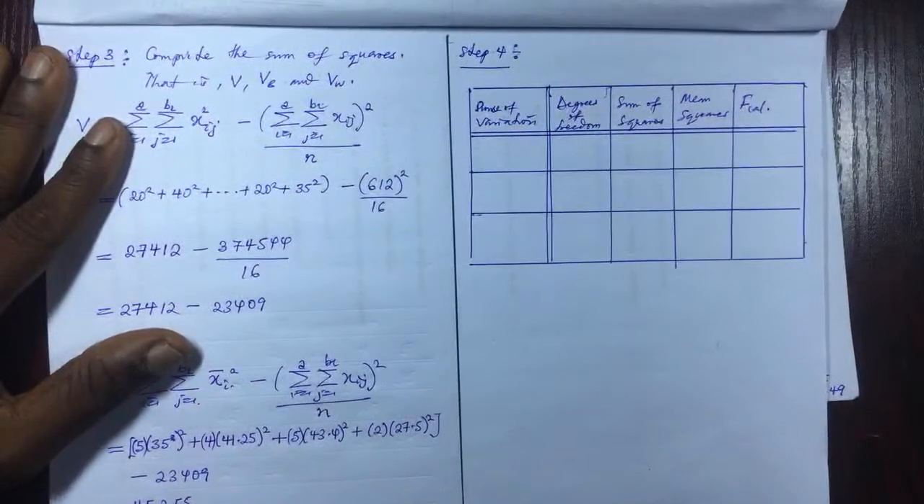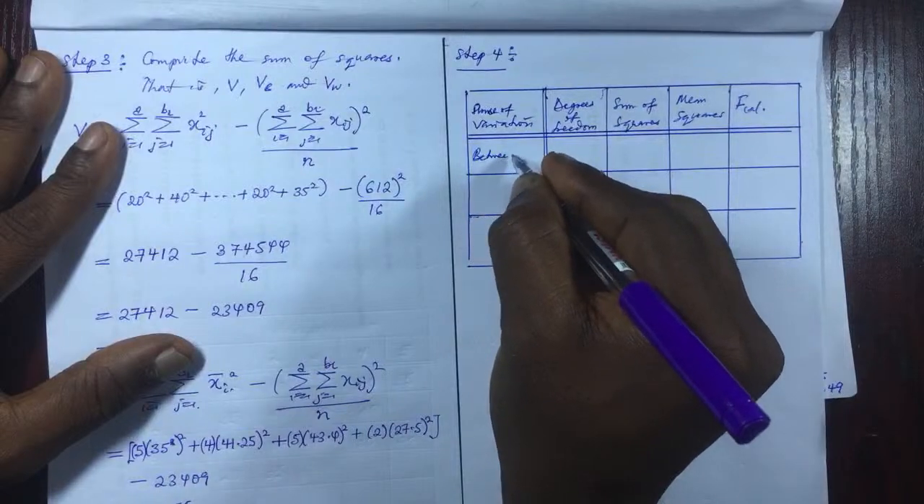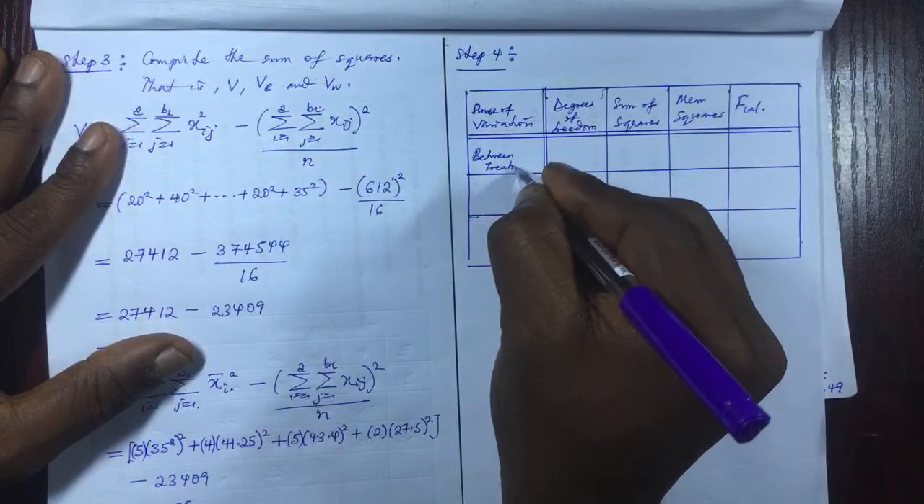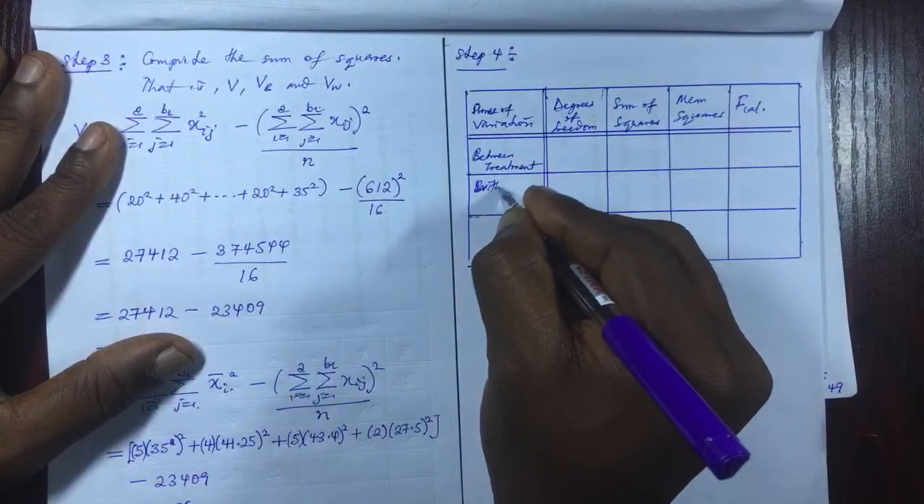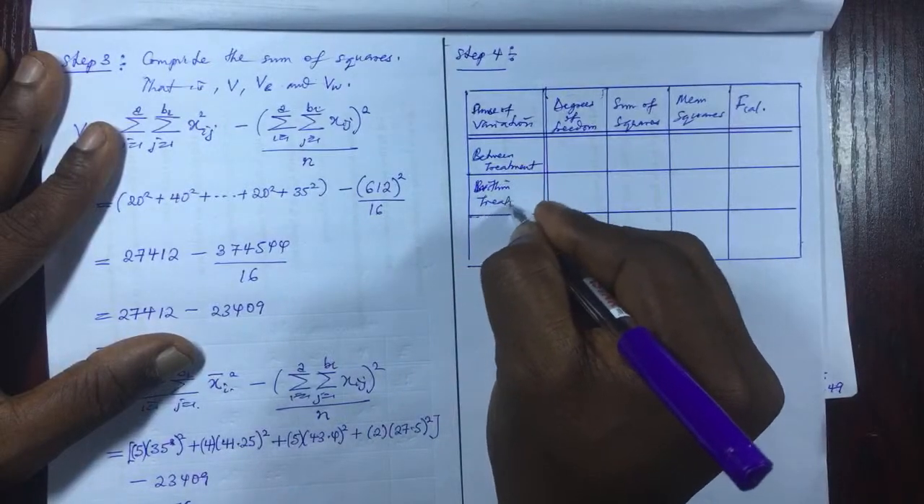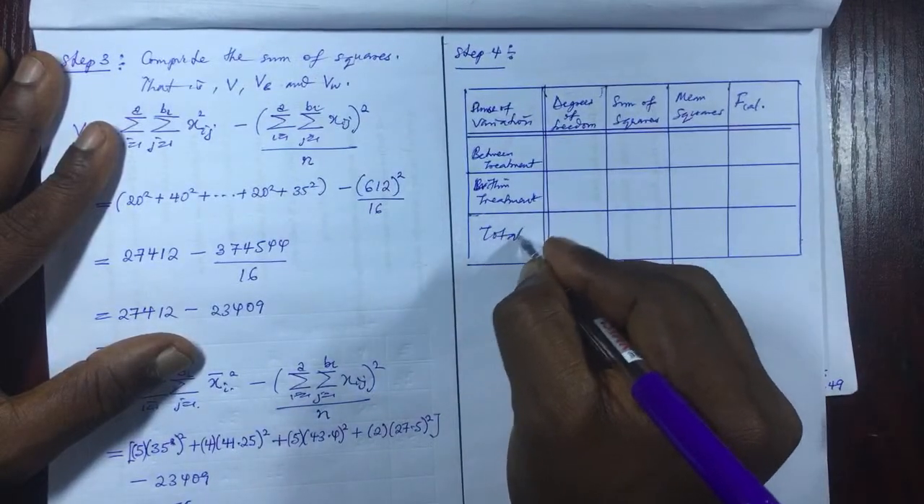Now, once you do that, under source of variation, variation can come from between treatments. Variation can come from within treatment, so this will be within treatment variation. And variation can come from all the observations, so I can just put here total variation.